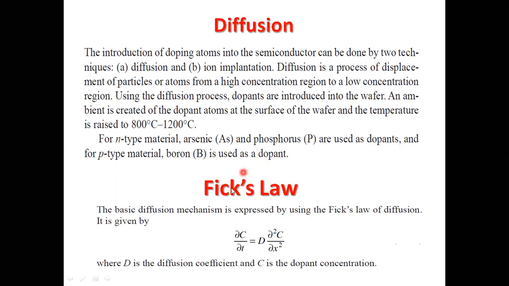Now next is Fick's law. This is a very important law in case of the diffusion. The basic diffusion mechanism is expressed by using Fick's law. It is given by delta C by delta T is equal to D delta square C by delta X square, where D is the diffusion coefficient and C is the dopant concentration. So I hope this diffusion and Fick's law are clear to all of you.